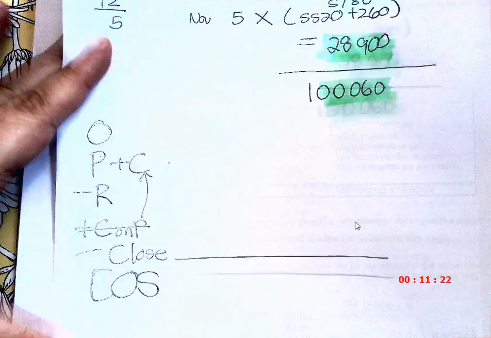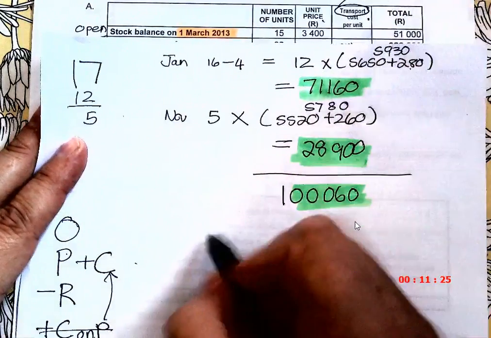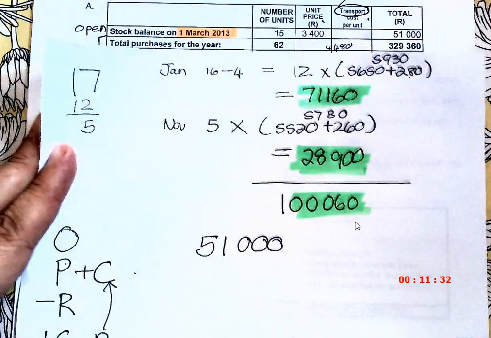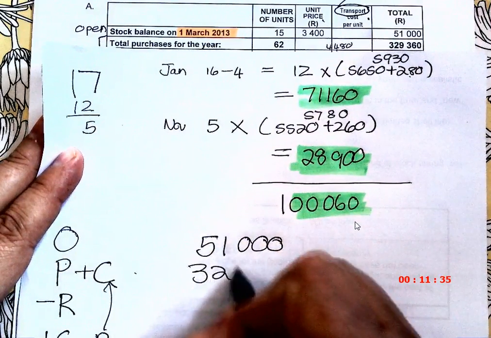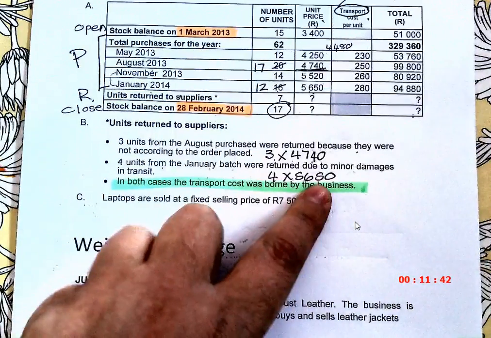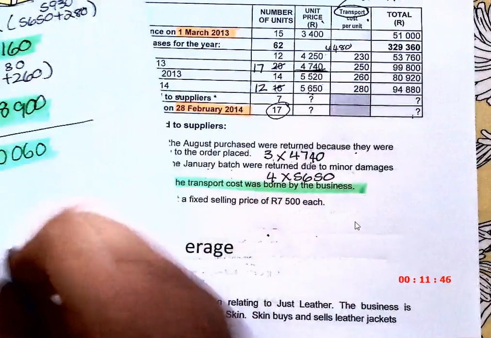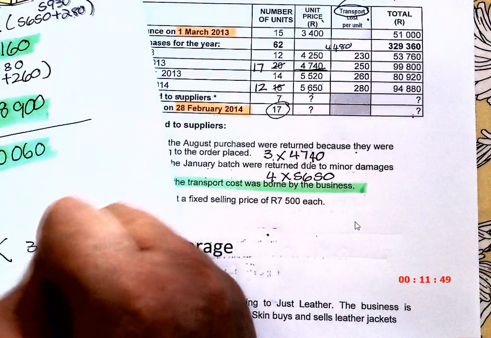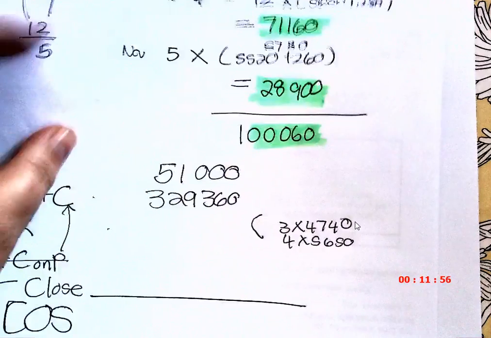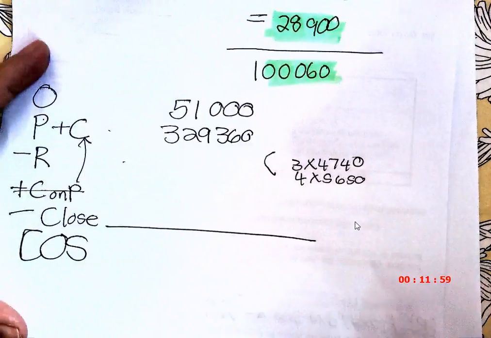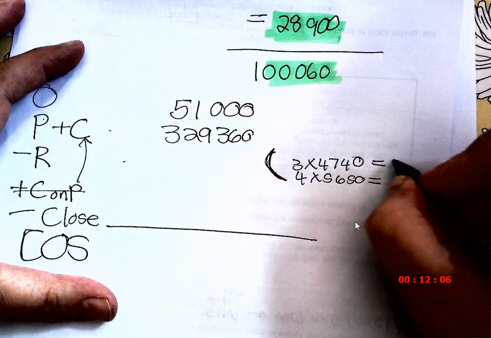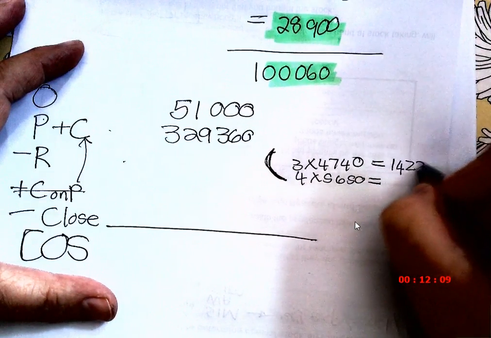So let's see. The opening is 51. The purchases and carriage is 329. You all see where I'm getting it. The returns, remember I must calculate the returns here. I'm just going to write it here. It's the 3 times 4, 740, and the 4 times 5, 650. So who can give me totals for each one? What is the 3 times? And what is the 4 times? 14220. And the 4?